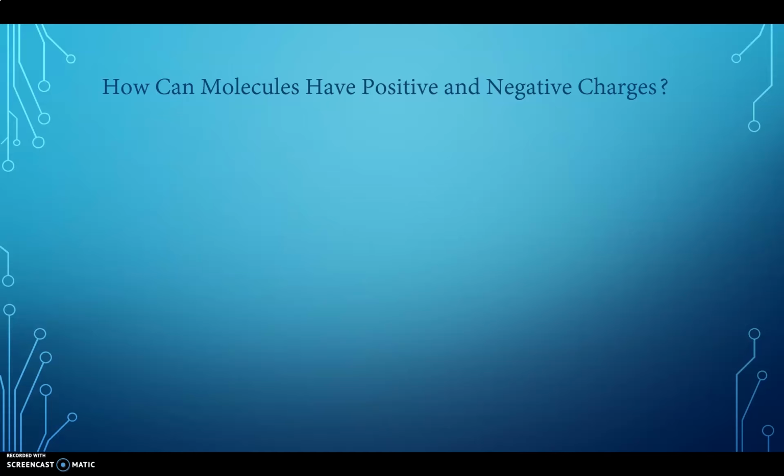But what about molecules? How can molecules have positive and negative charges? When two nonmetals come together and form a covalent bond, they're sharing electrons. One atom is not taking the electrons from the other, and so they're not forming a positive and negative ion. So what is it that allows molecules to have positive and negative charges? The answer is a property known as electronegativity.